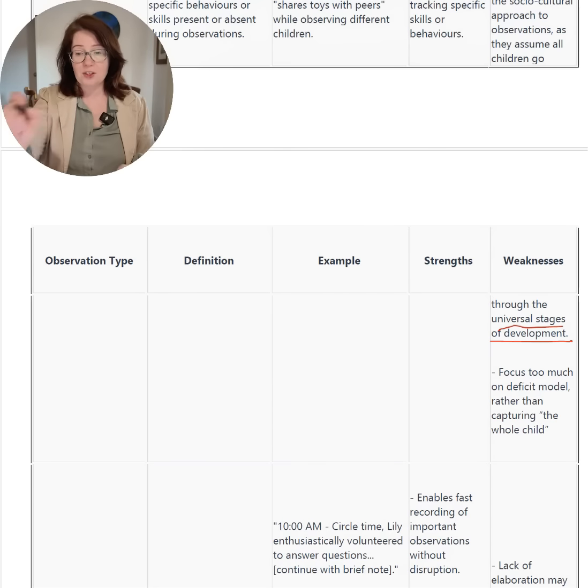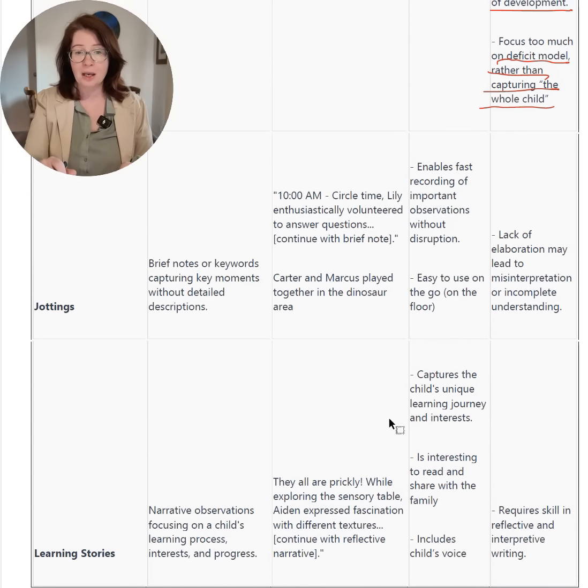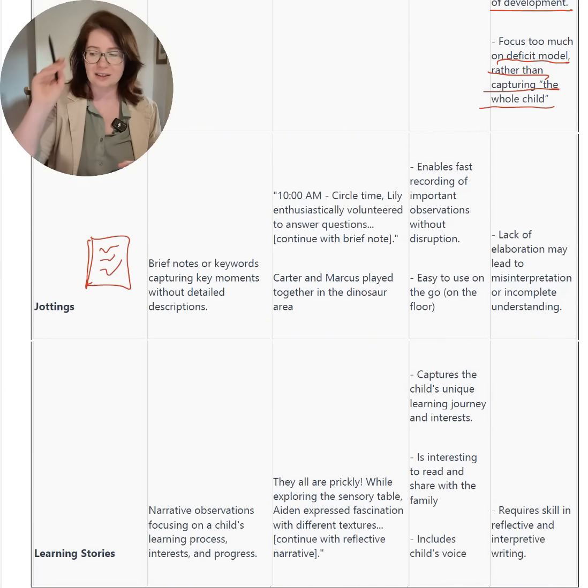They focus too much on a deficit model rather than a strengths-based model, capturing the whole child. We need to look at children holistically. It is called holistic, interconnected approaches. And this type of assessment, developmental checklists, are not aligned with this type of teaching and assessment. Next one is my favorite. I think that's the one that you will start with.